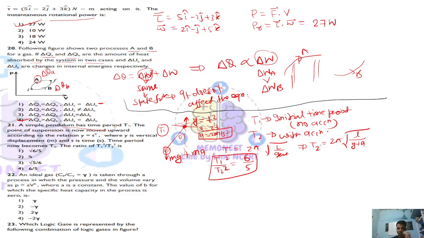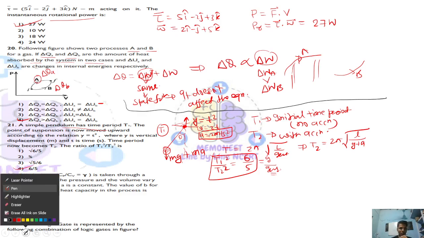As you know, 2 pi will cancel out, L will cancel out. Here only the ratio between g and g effective remains. Simply you can calculate it, and the answer will be 6 by 5, and option 4 will be the correct answer. Now moving to the next.